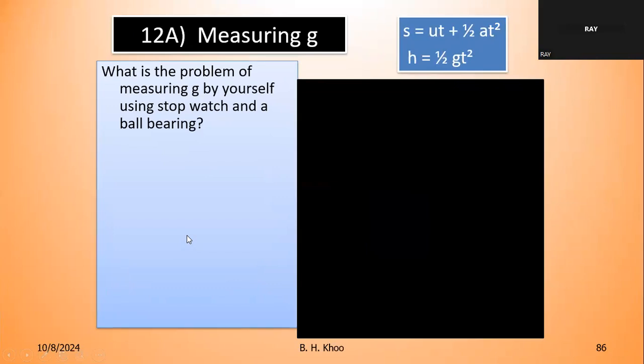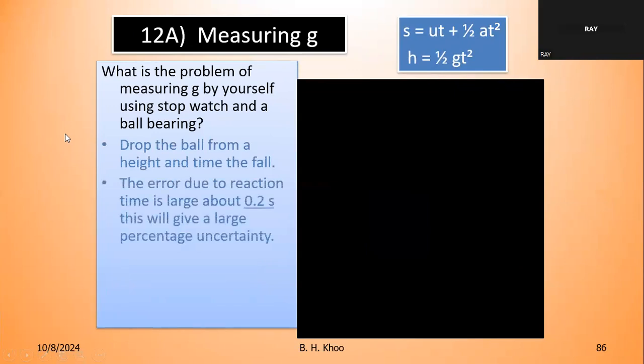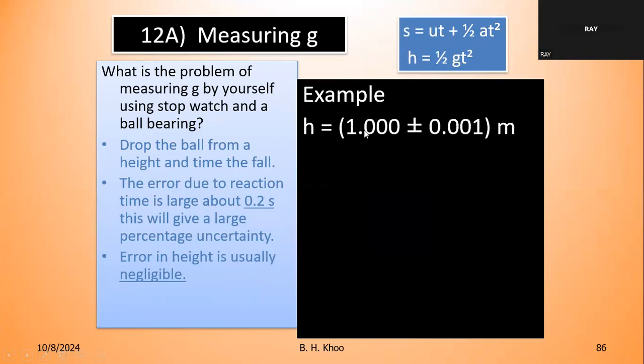Measuring g, that you need to know also. What's the problem of measuring g by yourself using a stopwatch and ball bearing? Dropping a ball from a certain height, reaction time error is 0.2. Error in height is usually negligible because you can take 1 meter, for example. Smallest graduation usually is about 0.5 seconds and reaction time is 0.2. That's a very large error.